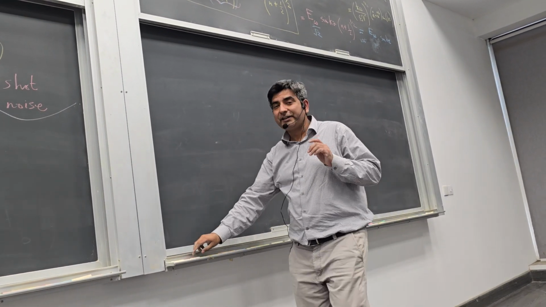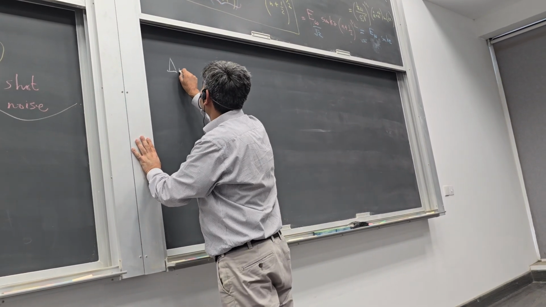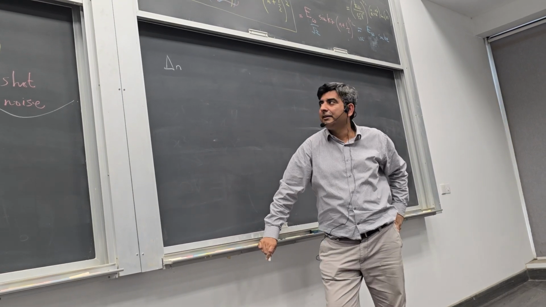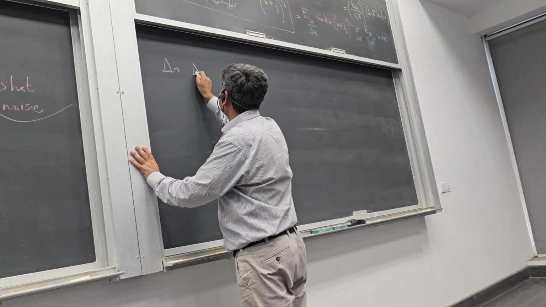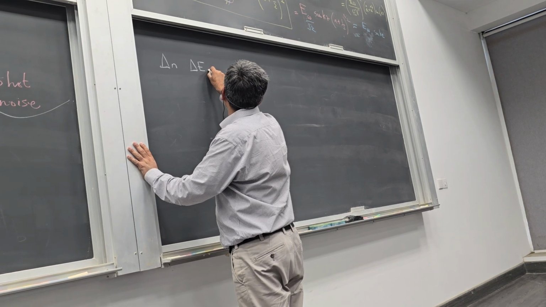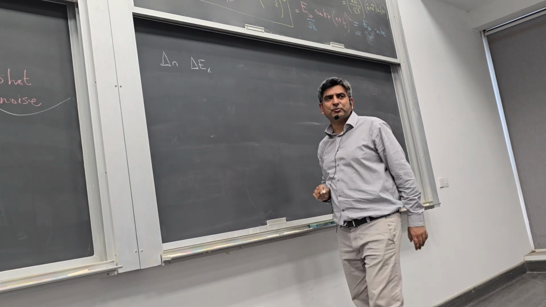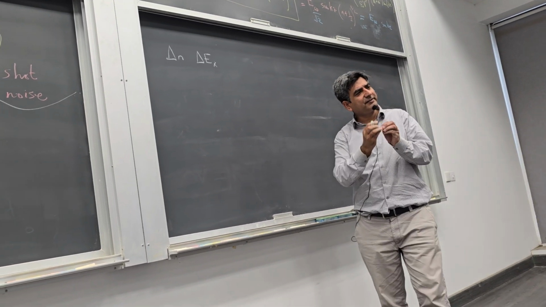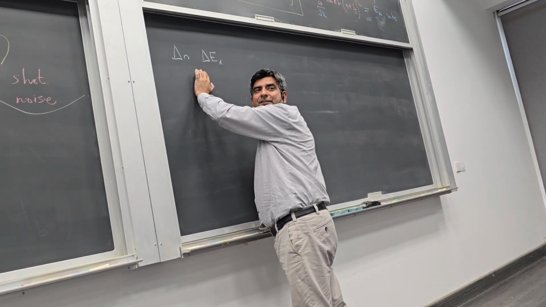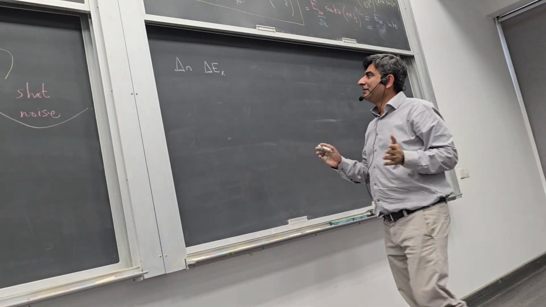By the way, one thing I would like to mention here: for the number state, if I take delta n, that's 0. And if I multiply this with delta Ex, the uncertainty in the energy, and we know that the electric field is x-polarized, the uncertainty in the electric field multiplied with the uncertainty in the number of photons. Now we know that this is 0. Correct? So, according to the uncertainty principle, this must be true.